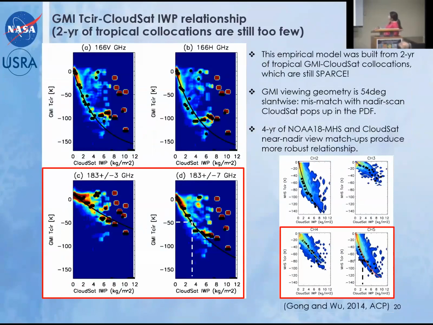However, if you look at where CloudSat says it's 3 kilograms per meter squared ice water path, for the near nadir view, you need about minus 75 Kelvin in order to get this much ice water path. But for the slantwise view, you need only minus 50 Kelvin, which means the slantwise view can see larger ice water path. That's a good thing.